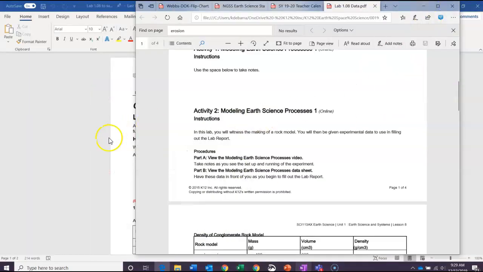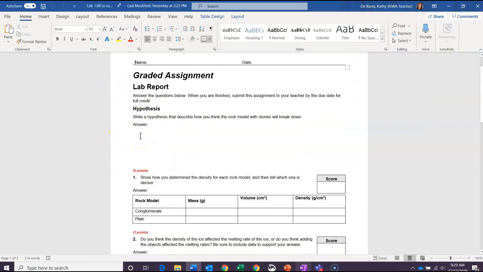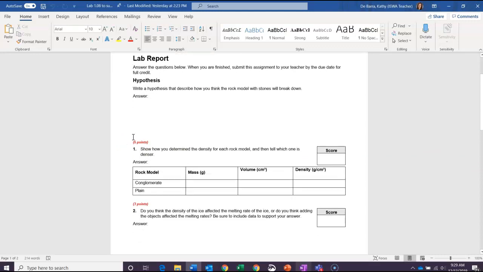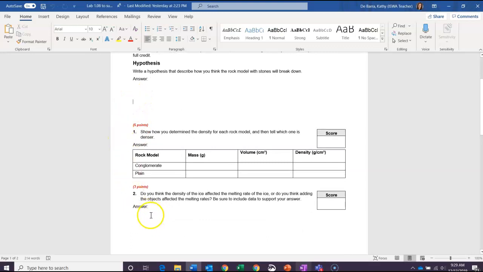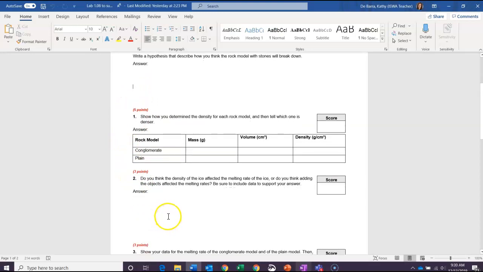And that actually brings us to the first question in the lab report, which is your hypothesis. It says, write a hypothesis that describes how you think the rock model with stones will break down. And you can say whatever you believe here. Do you think that it will break down faster or slower if there are stones inside of that block of ice? Or do you think it won't have any effect at all? And that's what you can enter in here for your hypothesis. You're going to come back to the hypothesis down here for number 2. So don't worry so much about your answer there. We will get to it again here.